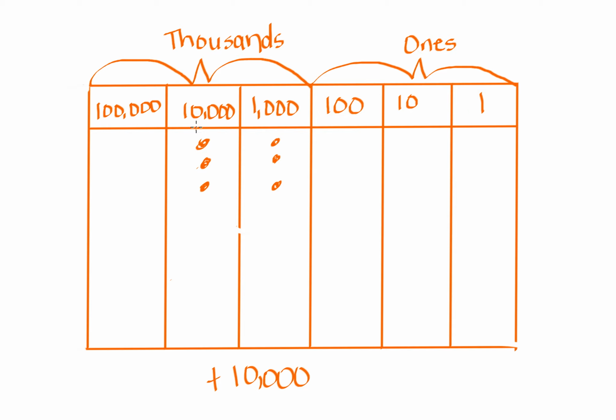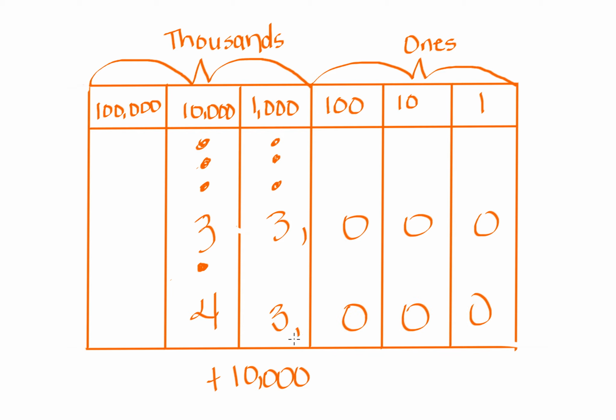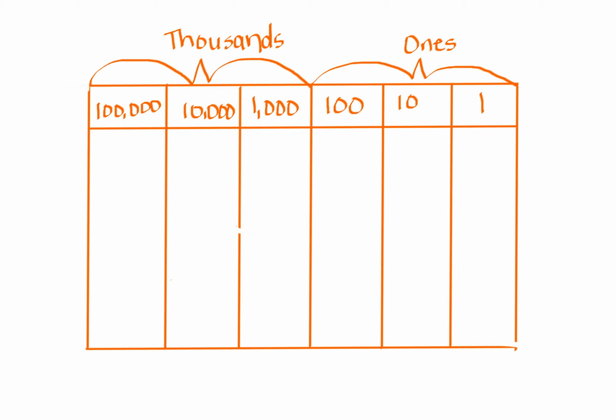So first of all, write down what you have. You've got 3 here, 3 here, 0, 0, 0. So you read this as 33,000. If you just want to add 10,000, you just add another 10,000 to that. Now you've got 4, 3, 0, 0, 0, 43,000. Okay, so let's try some that are 100,000 more or less.